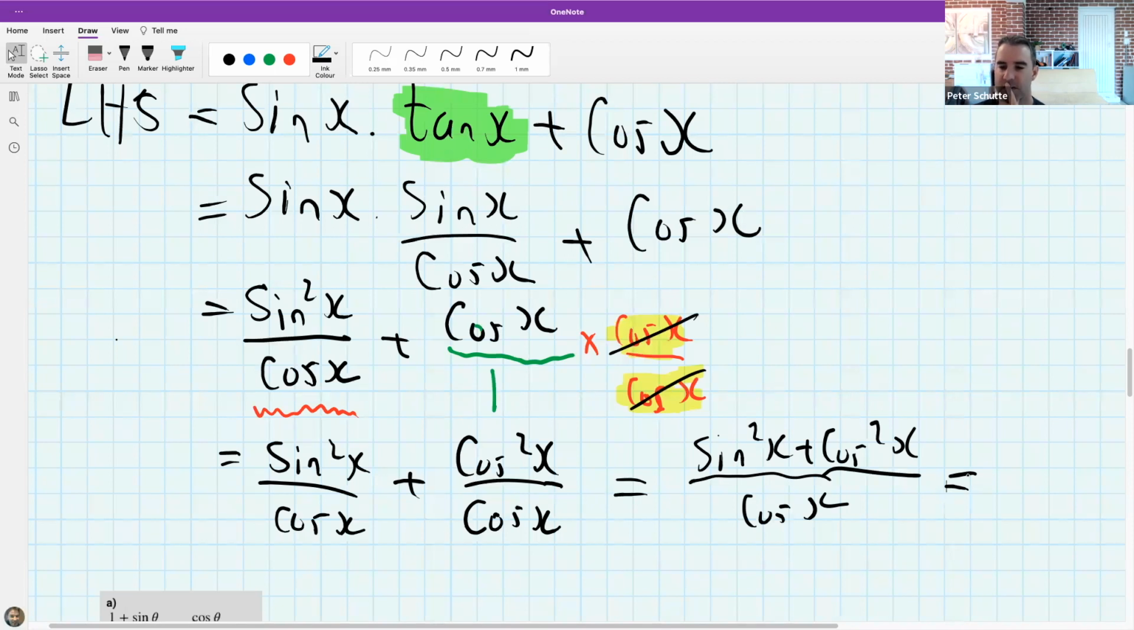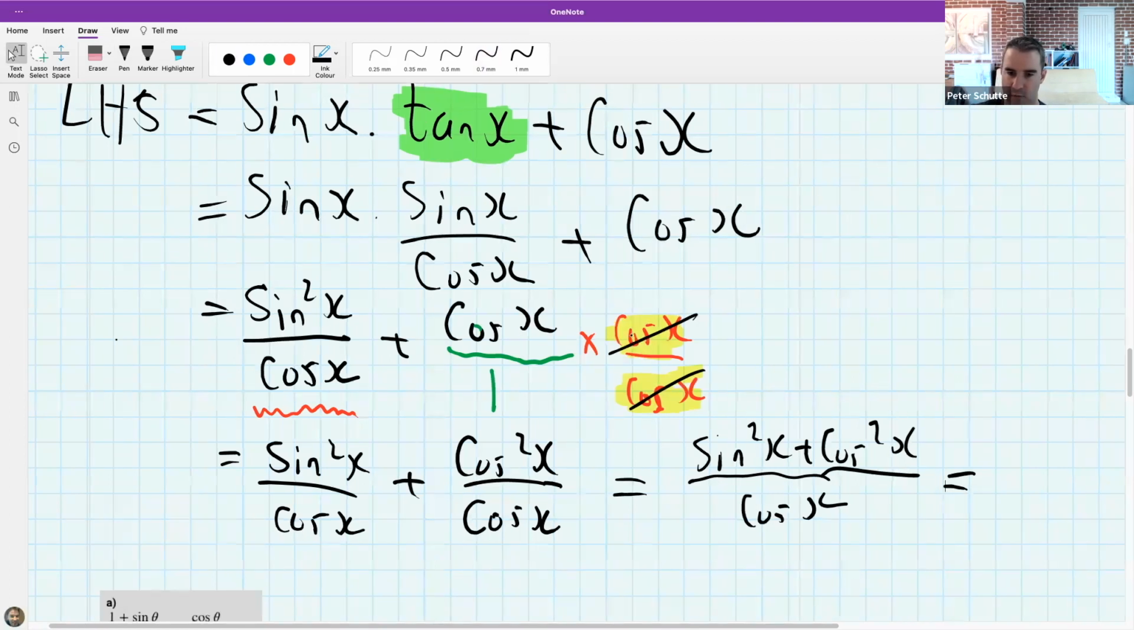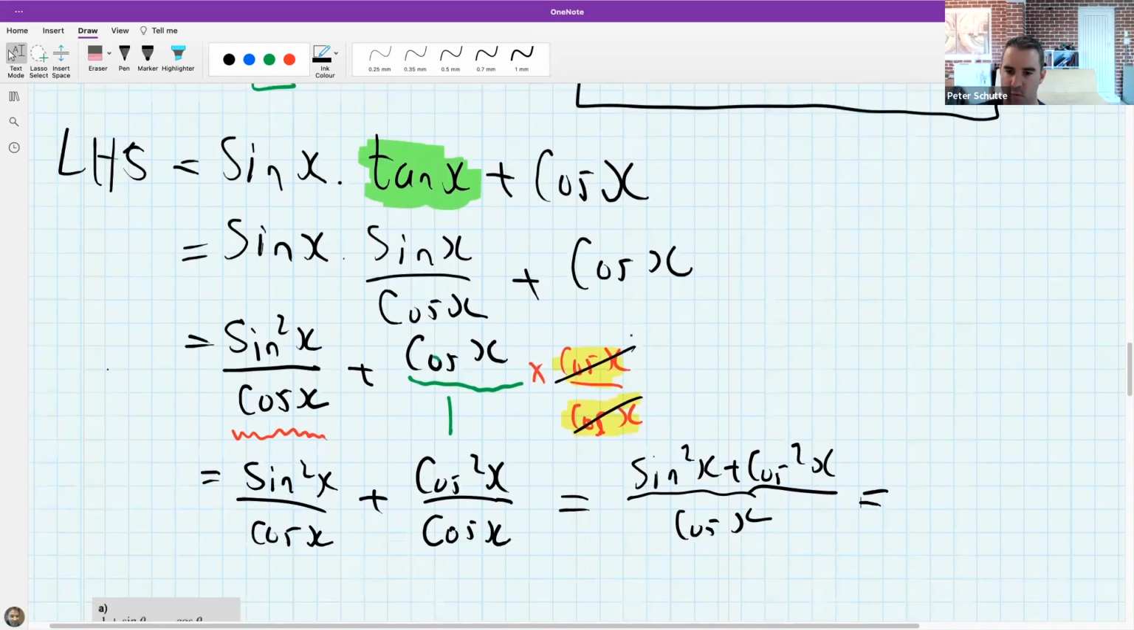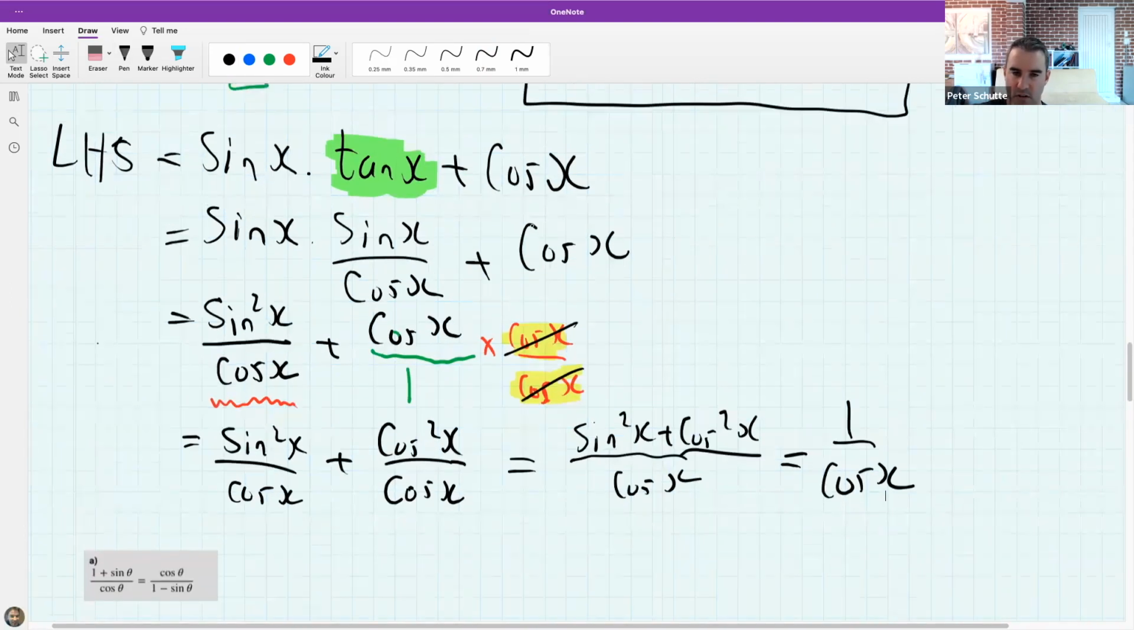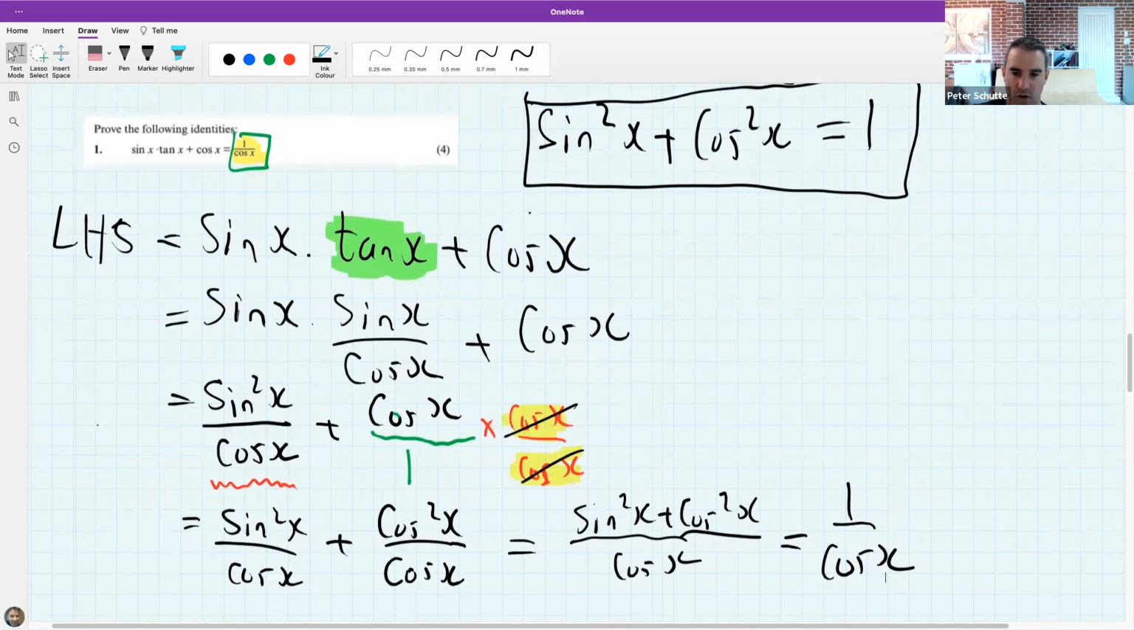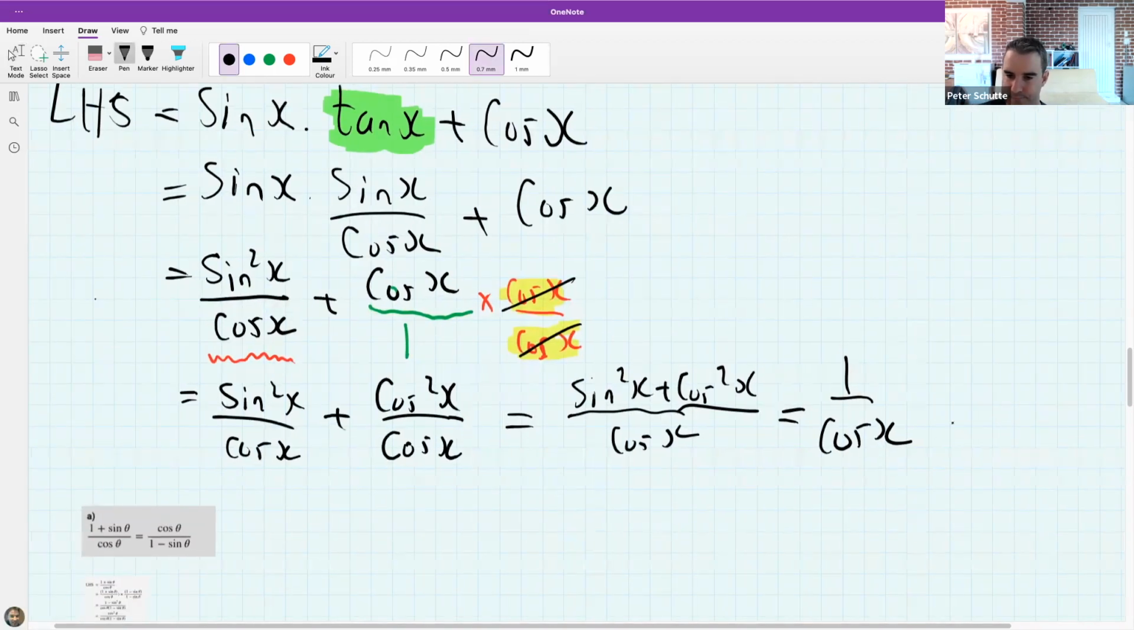At the beginning of this, sine squared x plus cos squared x is an identity that we spoke about. And we recognize, there it is, it's 1. So 1 over cos x, and good news for all of us, 1 over cos x is the right-hand side. And so you've proven it.